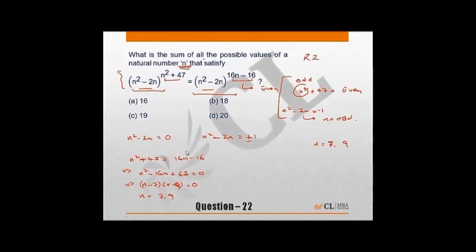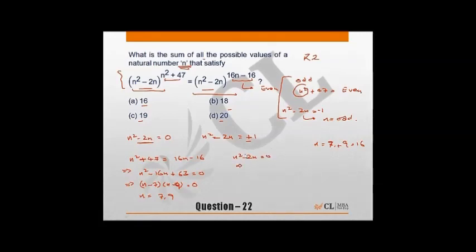Okay. Let's look at the simpler case now, n square minus 2n. Remember, we don't need the values, we need the sum of the values. So 9 plus 7 equal to 16 has already happened. So my answer has to be greater than or equal to 16. All four options are greater than or equal to 16, so all of them are possible. If I take this case, n square minus 2n equal to 0.